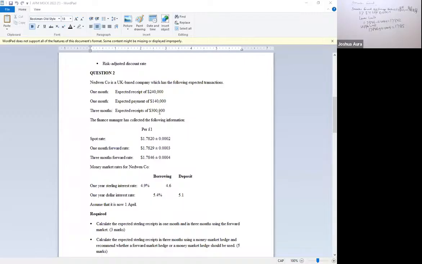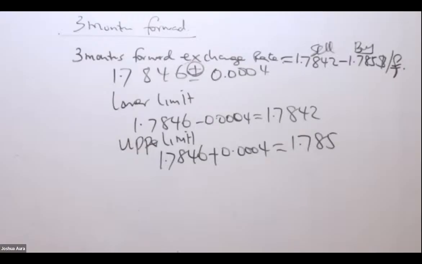There is nothing like netting. In 3 months they have given us 3 months. It's only a receipt of 300,000. It's 1 month and 1 month here, you can see. For 3 months there are no 2 figures. It's only 1 month. So 3 months it's $300,000.